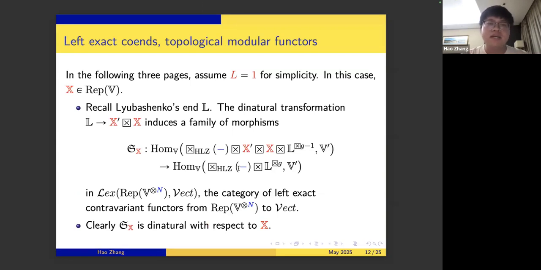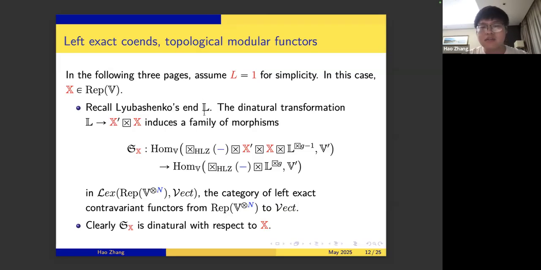Roughly speaking, pseudo traces are a generalization of self-sewing. In this talk, I will mainly focus on coends, so I will spend some time to introduce the left exact coend. For simplicity, in the following three pages, I will assume L equal to 1, and in this case, X will be a V module.